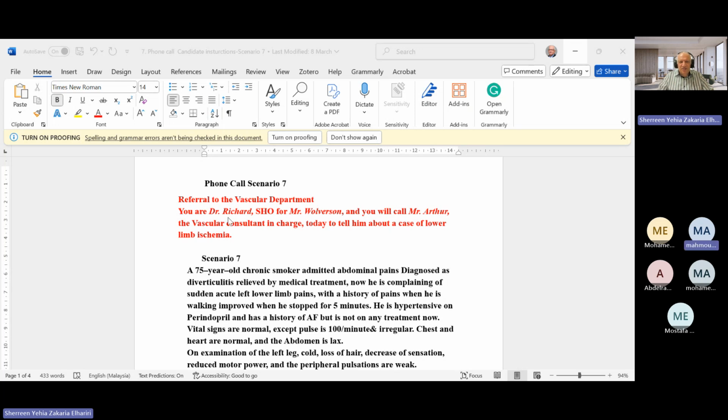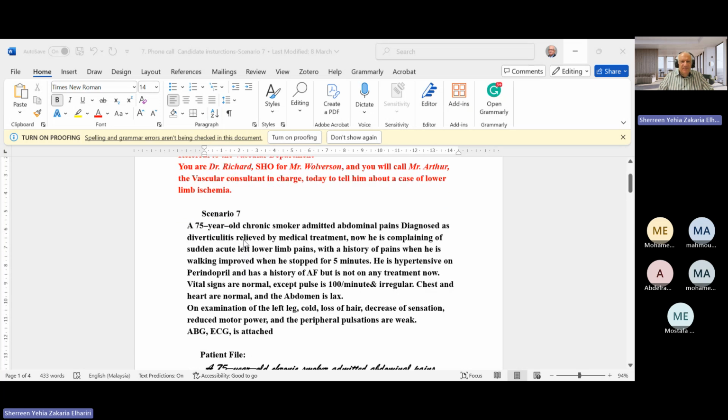So it is a referral to the vascular department. You are Dr. Richard again, SHO for Mr. Morrison. You will call Mr. Arthur, the vascular consultant in charge. We don't say he is in another hospital, so it will be the same hospital. Today you tell him about a case of lower limb ischemia.